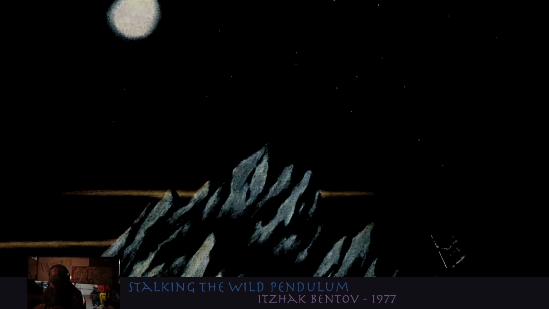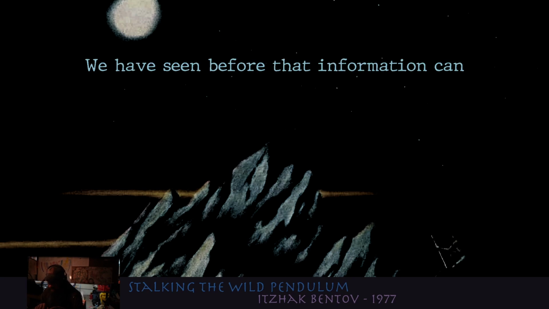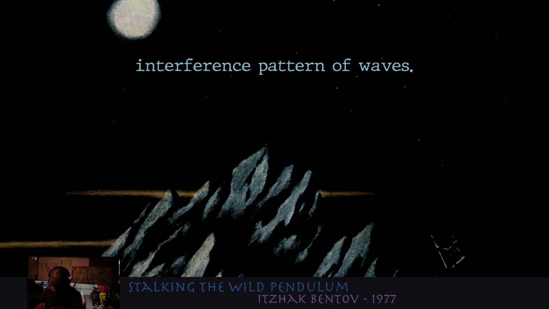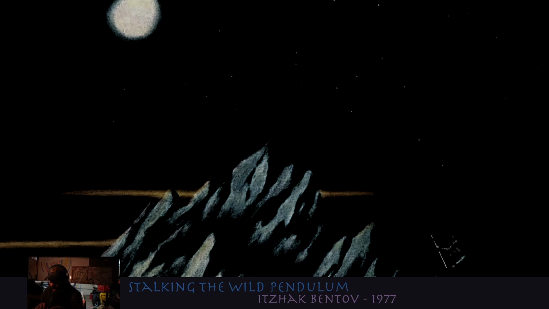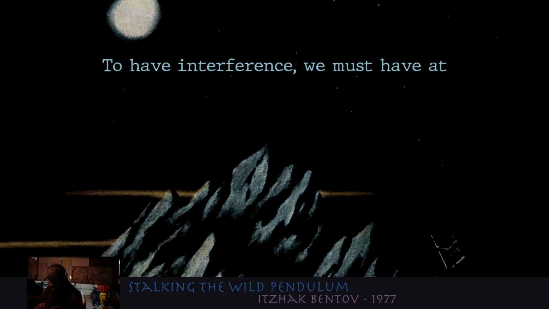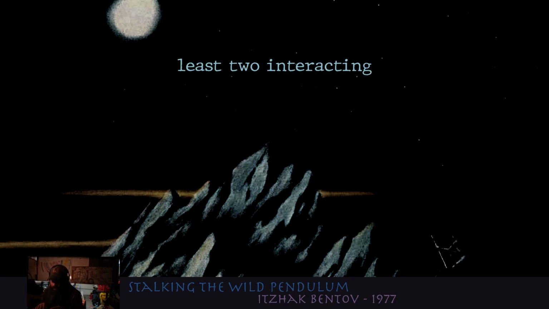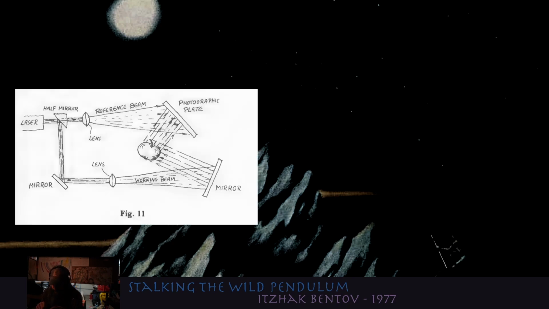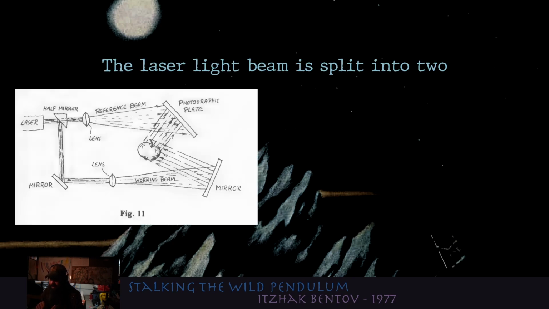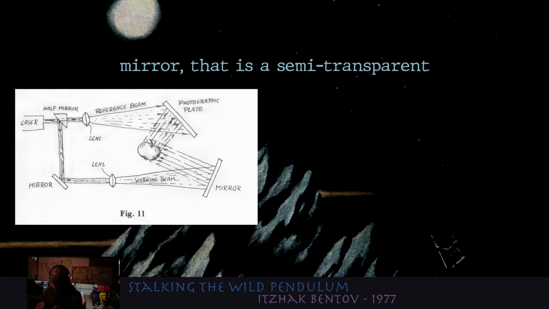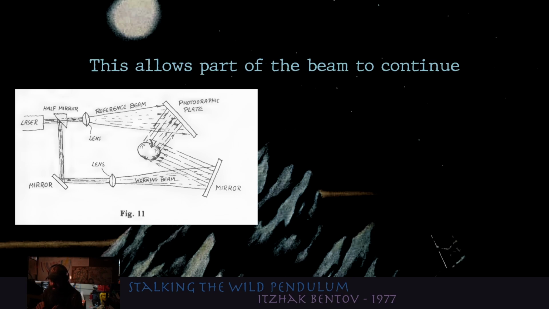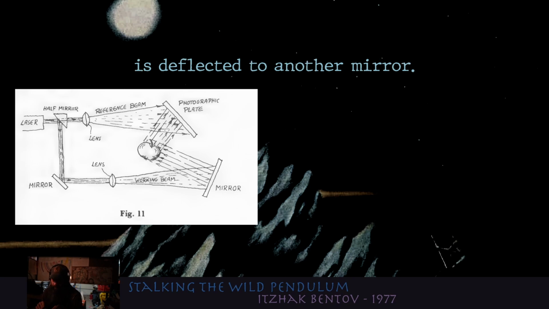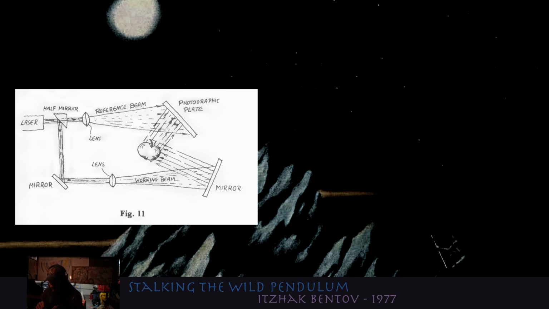The hologram. We have seen before that information can be stored by an interference pattern of waves. To have interference, we must have at least two interacting components, and here is how it is done, figure 11. The laser light beam is split into two components by a half mirror, that is, a semi-transparent mirror. This allows part of the beam to continue undisturbed while part of it is deflected to another mirror. Both narrow beams are spread open by lenses.